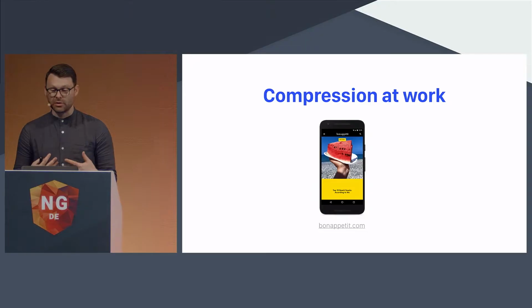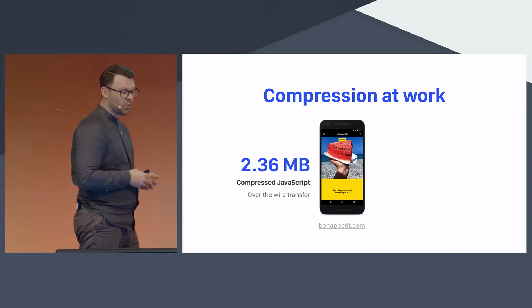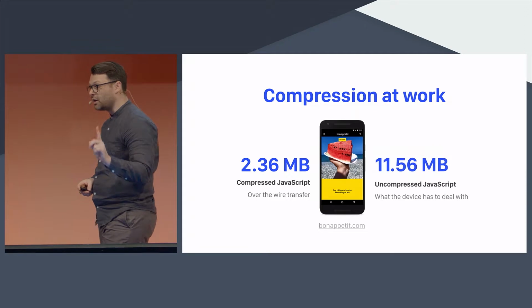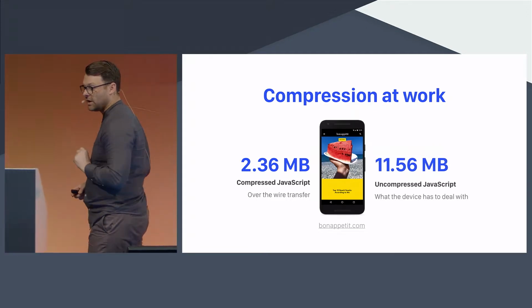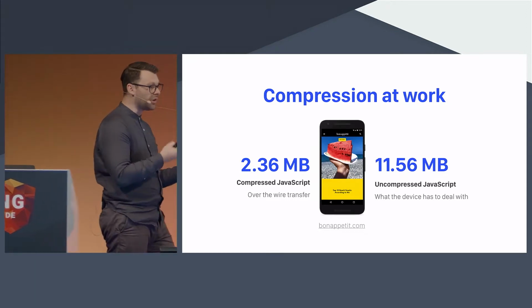Parse and compile can be difficult to understand at first, and here's why. We've been taught to look at the over-the-wire compressed size of a script, and we use that as a rating of how big a script's impact will be. Looking at bonappetit.com, we can see that there's 2.36 megabytes of JavaScript over the wire. The problem is that when we uncompress that script, it blows out to 11.5 megs. And that's what the device has to deal with. So suddenly, instead of having this 2.3, which seems kind of modest, it balloons out to 11.5 megs. On a low-end device, this can really mean some bad things.